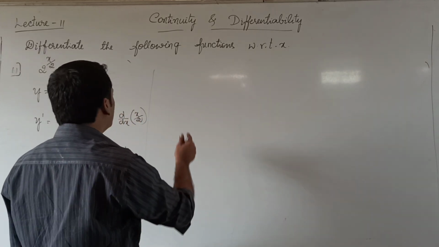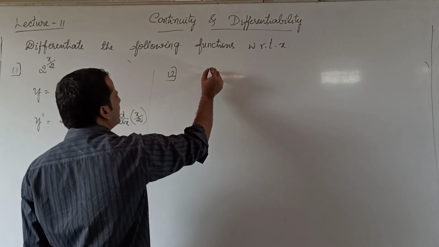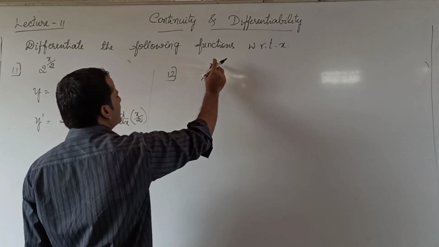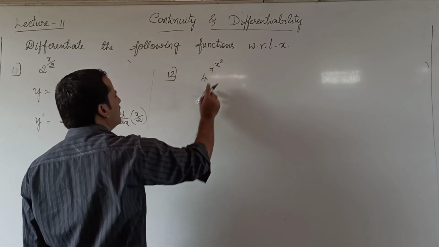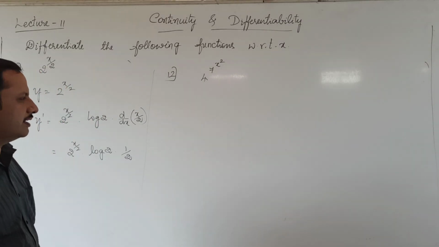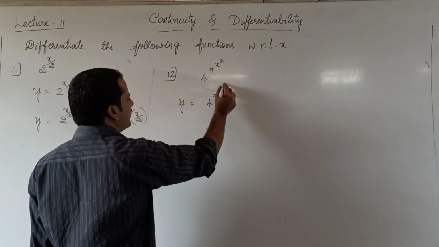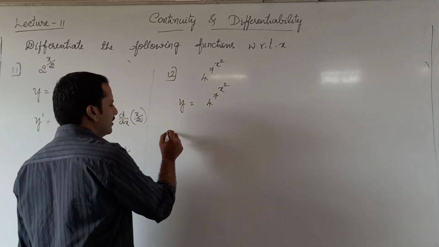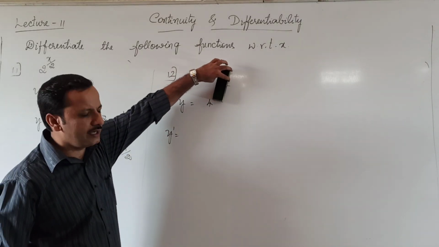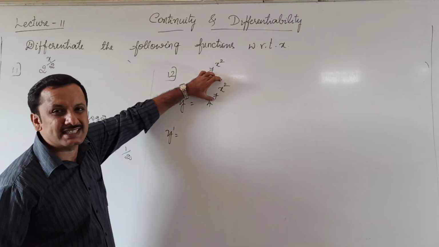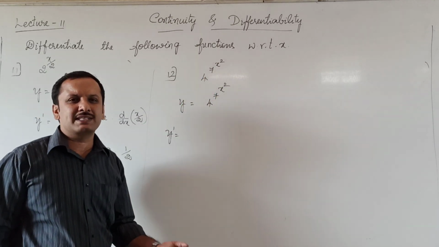Next, we have to find the derivative of 4 power 7 power x square. Let y is equal to 4 power 7 power x square. Then y dash is equal to, you treat this factor, this much, as x. So this looks like 4 power x. The derivative of 4 power x is 4 power x into log 4.